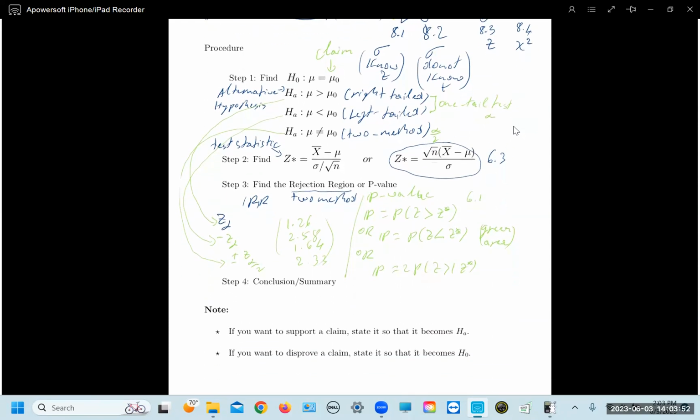For the summary, we have two outcomes: either reject H0 or fail to reject H0.